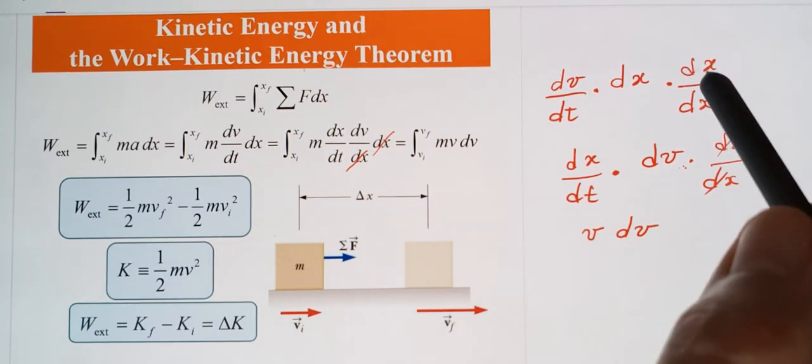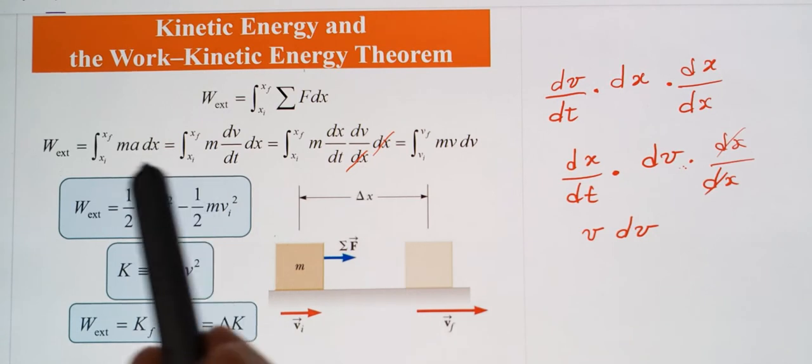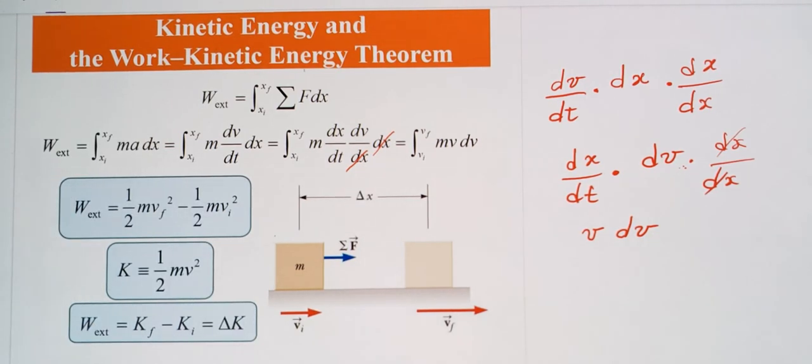When you multiply by dx over dx, it will not change anything, it will just change your variable. Okay, how about dv equal to dx over dt? No, dv is not equal to dx over dt. v is equal to dx over dt. dv is a variable.